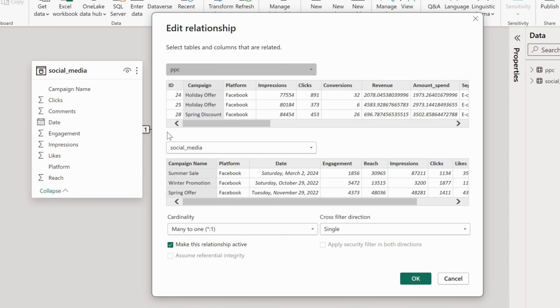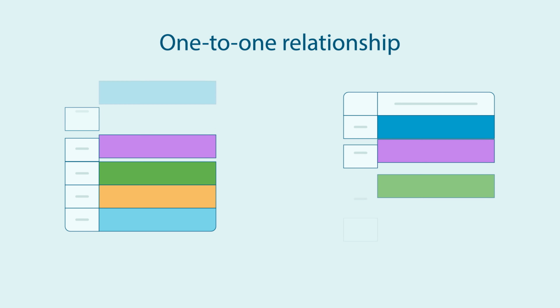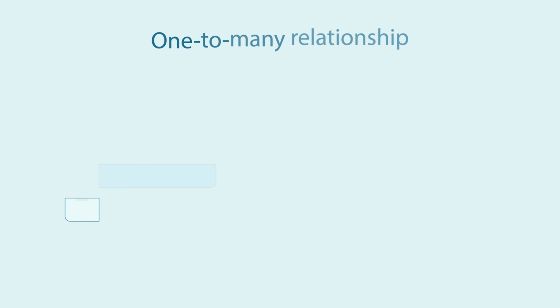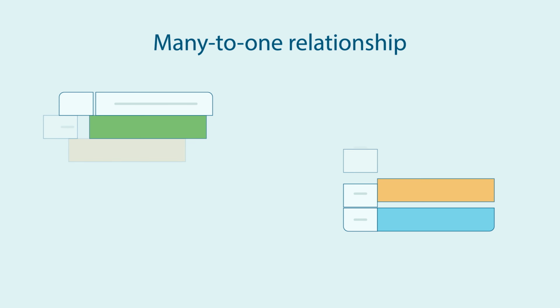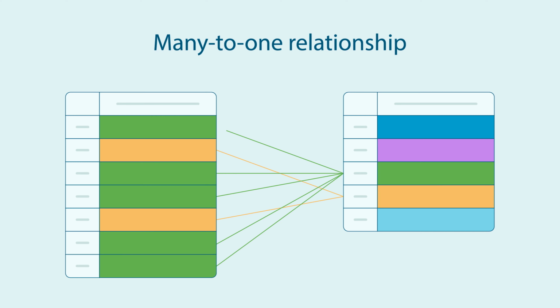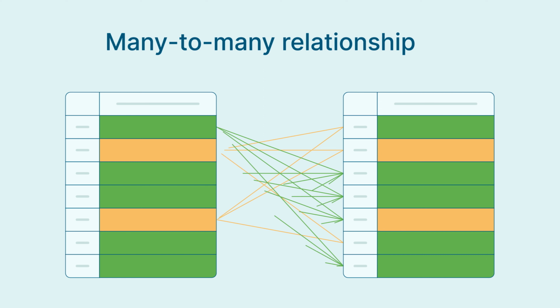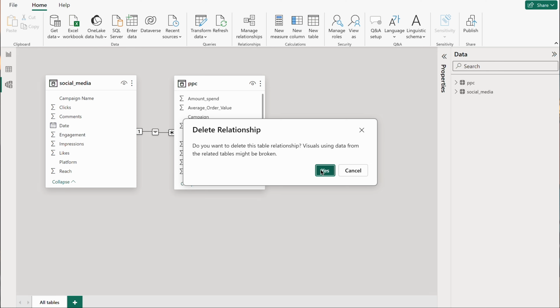On this screen, you can also adjust the cardinality of the relationship. There are several types you should be aware of. One-to-one relationship means that both columns contain unique values. Such a setup isn't particularly common, but it happens occasionally. One-to-many relationship indicates unique values on the left and duplicate values to the right. Many-to-one works in the same way, just in the opposite direction. Finally, a relationship can also be many-to-many, meaning that both tables have duplicate values. Now, let's close this window and delete the relationship.